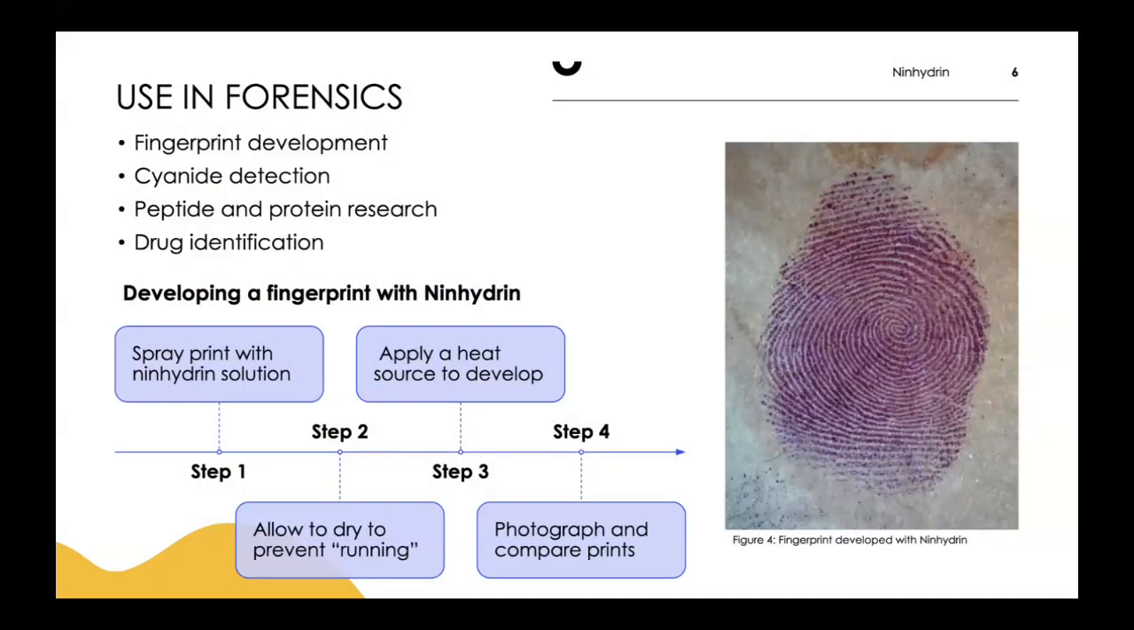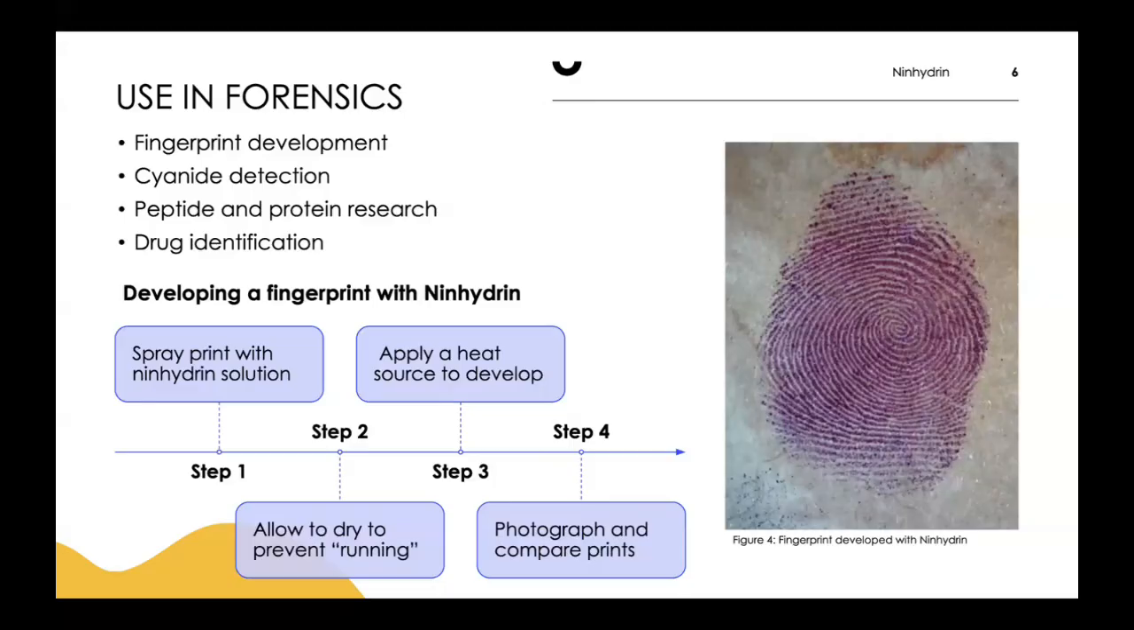Ninhydrin is most widely known for its use in forensics. Primarily, it is used to develop fingerprints on porous surfaces. Fingerprints leave behind components like sweat and skin residue, which contain amino acids. By visualizing a fingerprint, an otherwise invisible clue can now be analyzed.